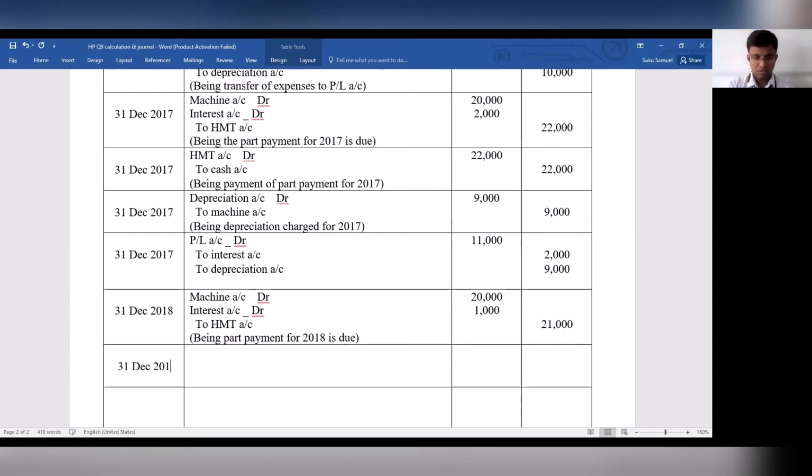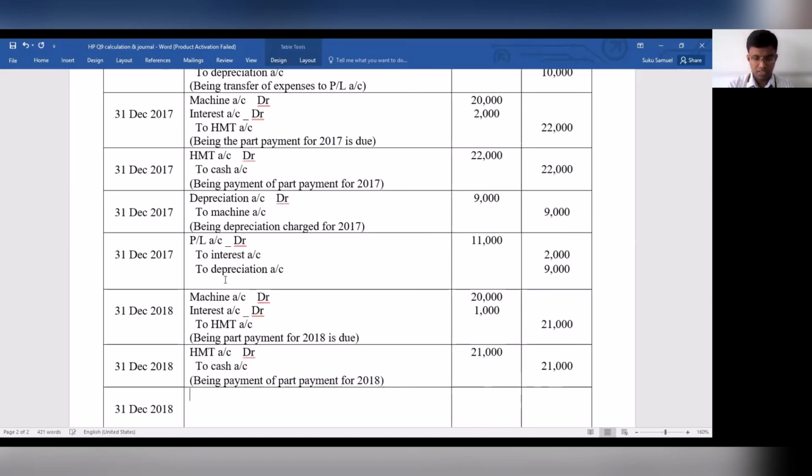31st December 2018, HMT account debited 21,000 to cash account 21,000, being payment of part payment for 2018.